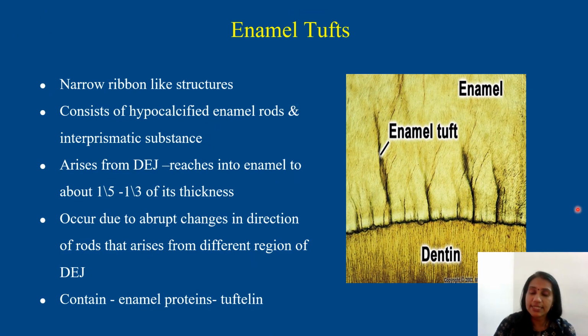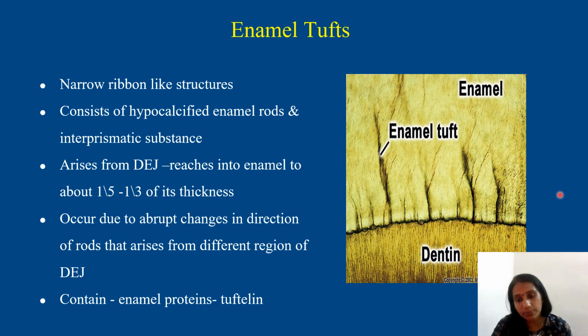Enamel tufts are basically narrow ribbon-like structures that resemble a tuft of grass, how grass appears in bunches. So this is how it's seen. It is seen at the dentino-enamel junction. They resemble a tuft of grass, or narrow ribbon-like structures which can branch. If you look, you can see branching of these small ribbon-like structures. Now, how are they formed? Again, they are due to abrupt, sudden changes in the direction of the rods. Because of that, you get this.